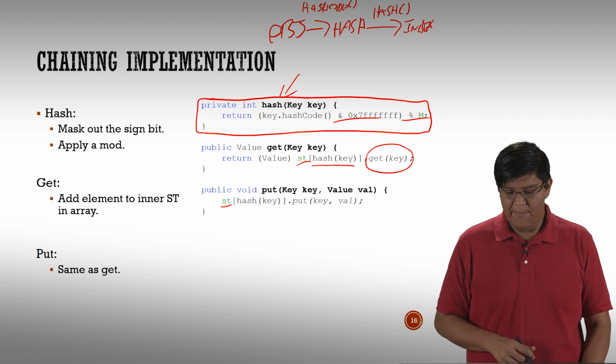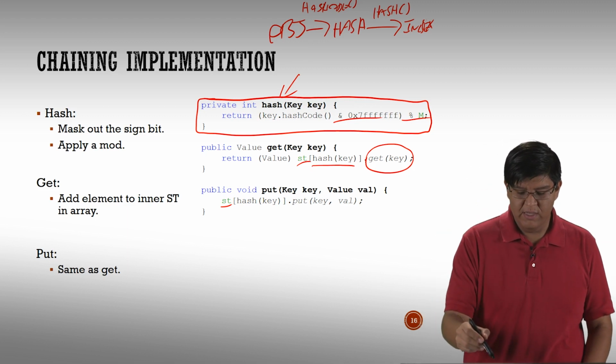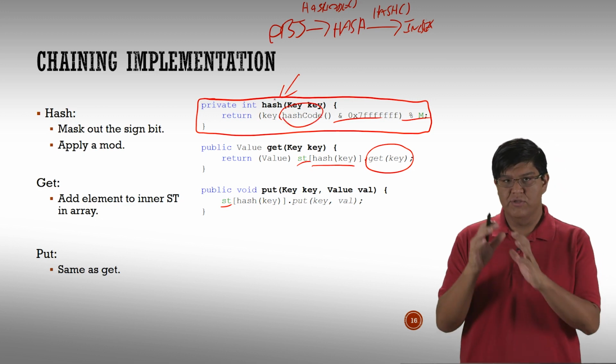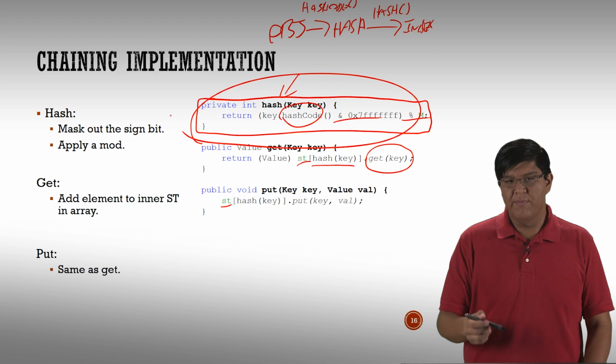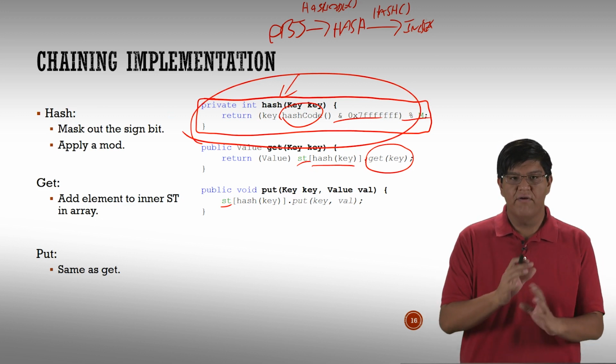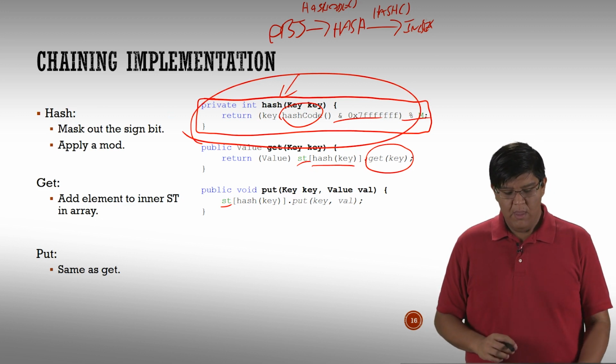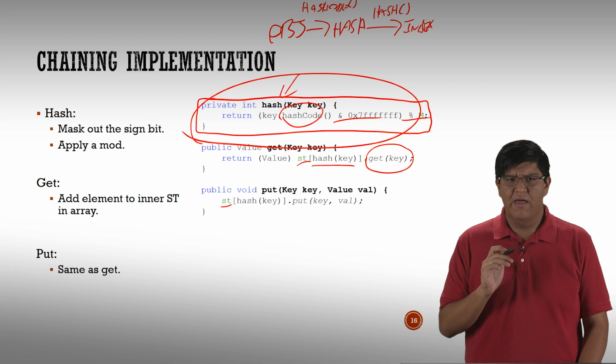All the important stuff is happening, well, all the real work is being done here in hash code to generate the initial number. Then we do work here to get the index, and then basically it's managing linked lists after that, because you've already gotten to the correct position. All right, so this is a general idea of how this thing works.